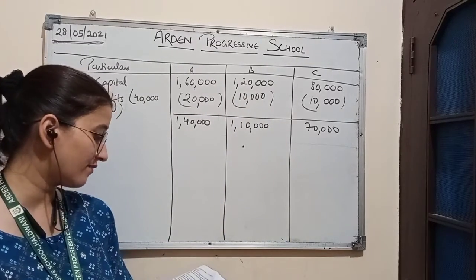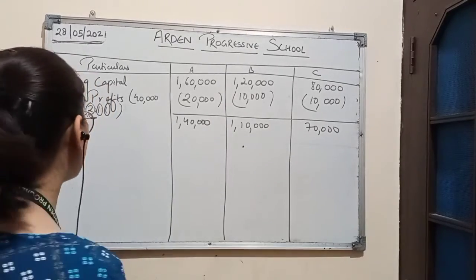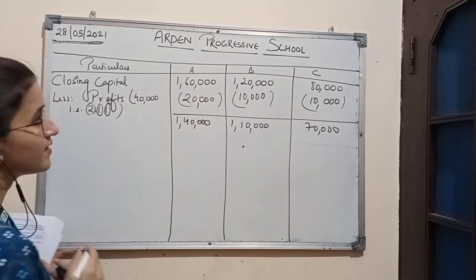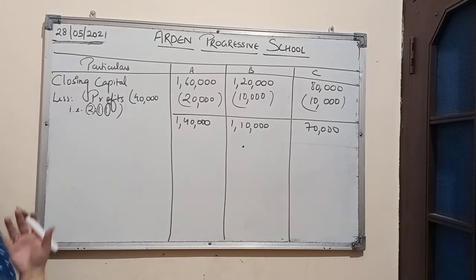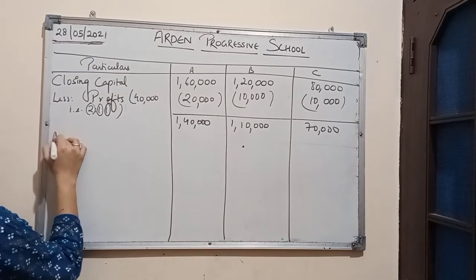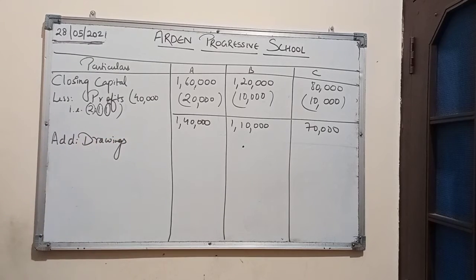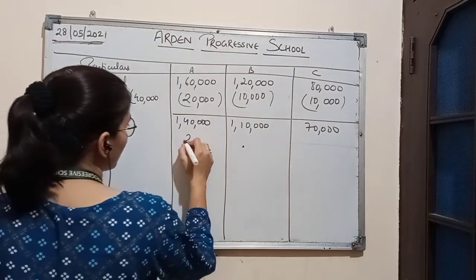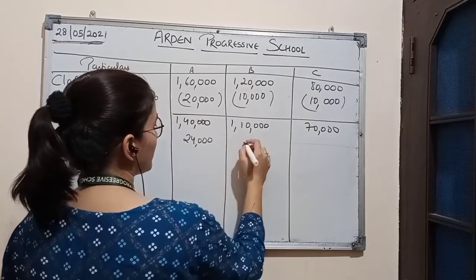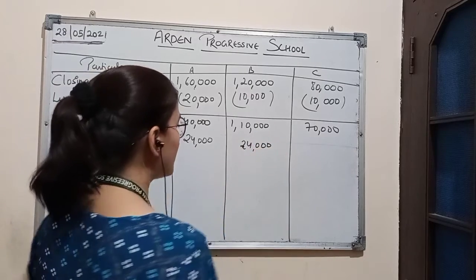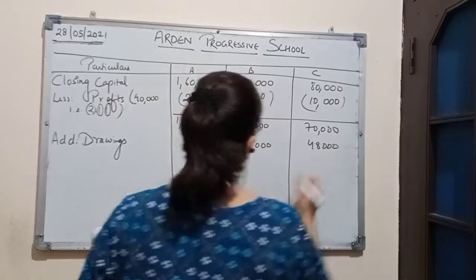Next, in the question it is given that the partners have withdrawn some amount of drawings from the firm. Drawings are deducted when we calculate closing capital, and here we have to calculate opening capital, so here drawings will be added. The amount of drawings withdrawn by partner A is 24,000. Partner B has also withdrawn the same amount, 24,000, and partner C has withdrawn a total amount of 48,000.